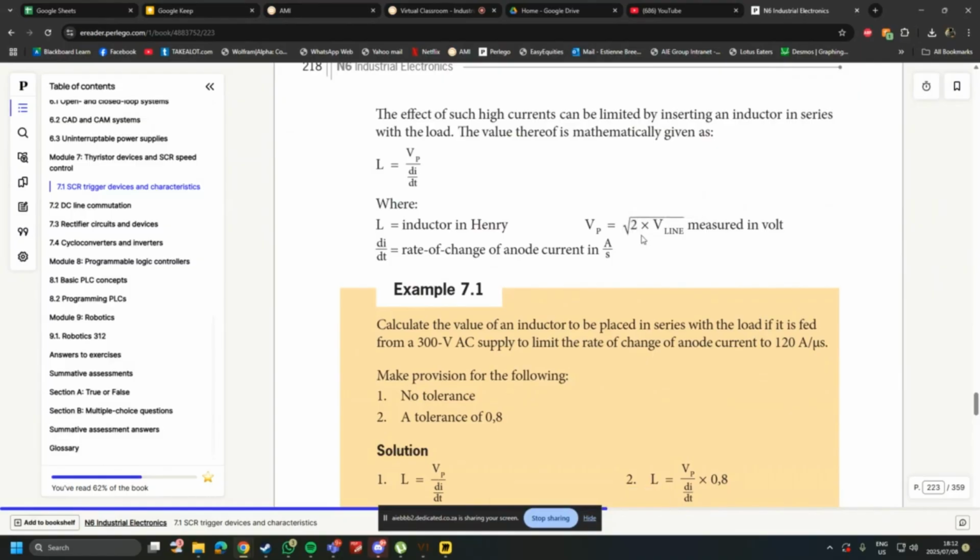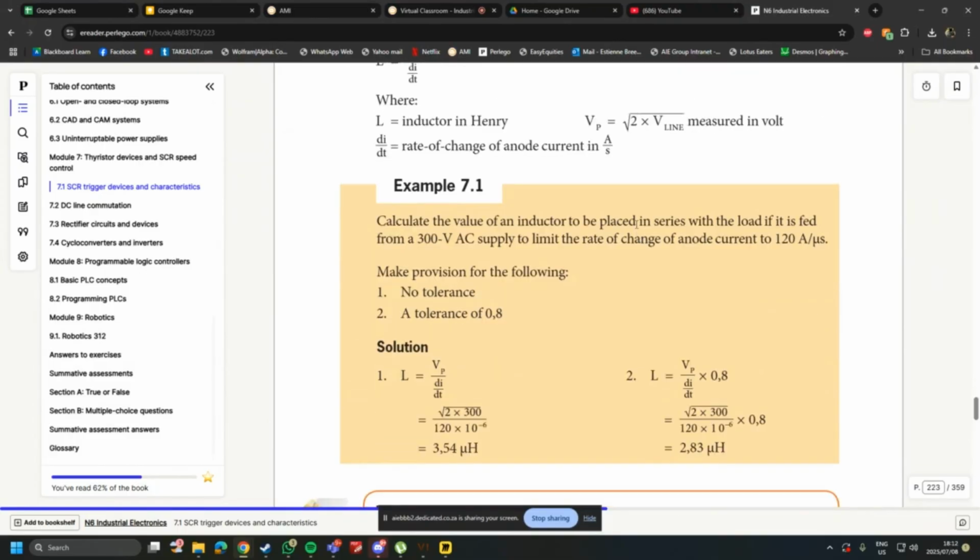Yeah, guys, I know it's to the frustration of us all here, so just bear with me. I don't know how the author typed formulas, but that should be just square root 2 times the line voltage, not the square root of 2 times the line voltage. Right, so that is incorrect. You guys will see, especially in this chapter, quite a few of those mistakes made here.